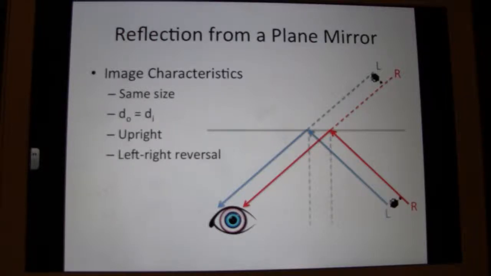So when the little man raises his right hand, the light from his right hand reflects off the mirror and into our eye. And if we follow that ray back behind the mirror, we see that the right hand image is now located here. It is still the right hand of the object, but because of its position relative to us, it looks like the left hand.